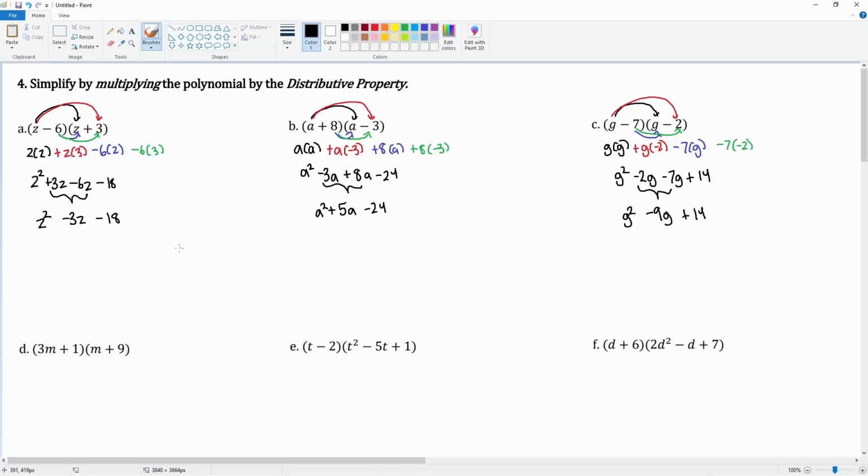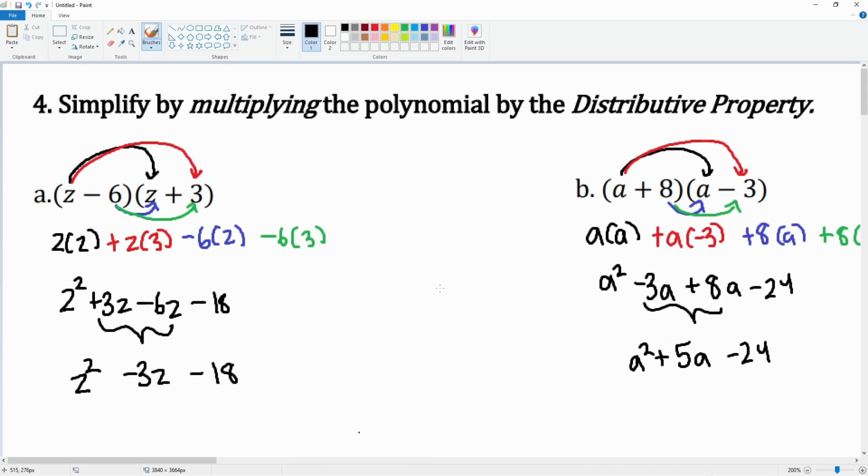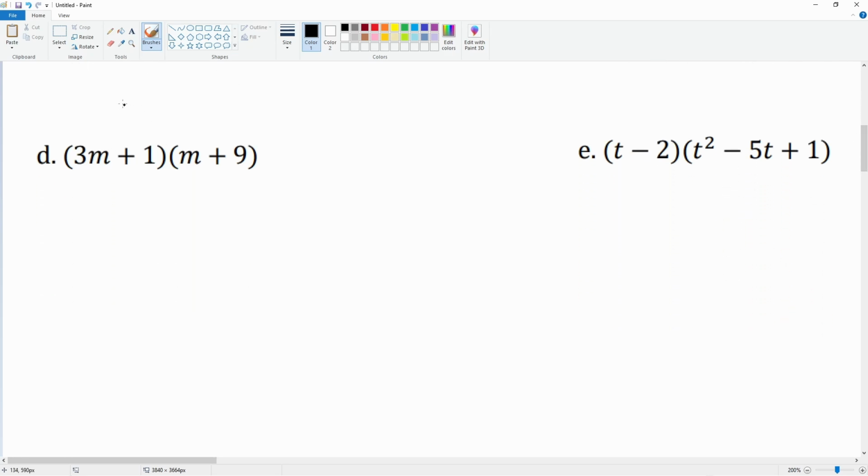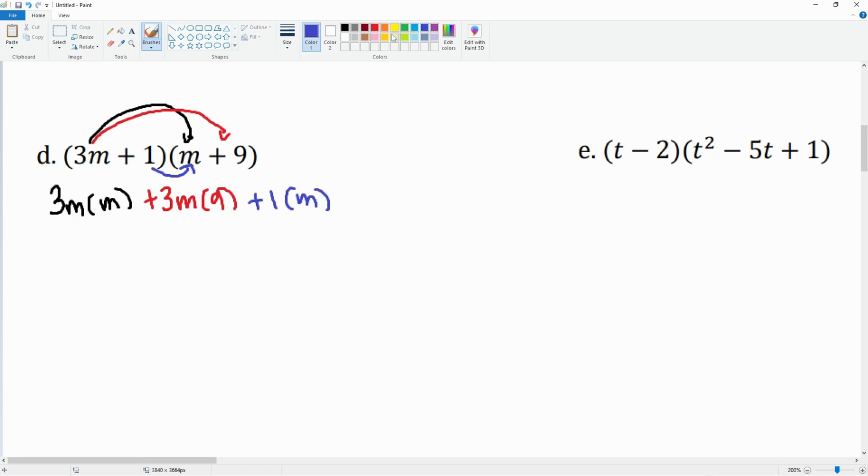Welcome to the second part of question 4. We're going to simplify the polynomial with the distributive property. All right, let's look at letter D here. That 3m is going to be multiplied to the m, so I write 3m parentheses m. Then the 3m is going to be multiplied to the 9, so 3m parentheses 9. The 1 is going to be multiplied to the m, 1 parentheses m. And then the 1 is going to be multiplied to the 9, 1 parentheses 9.